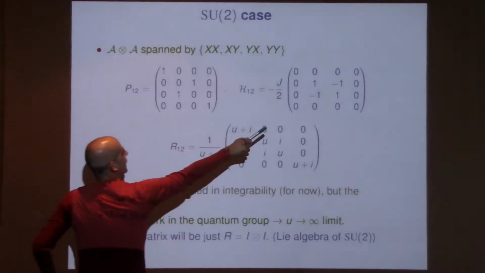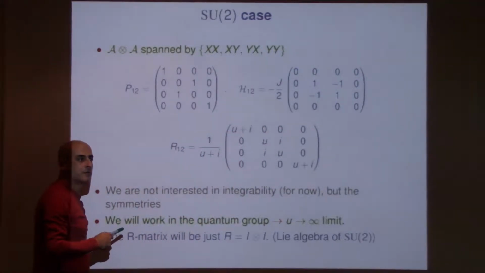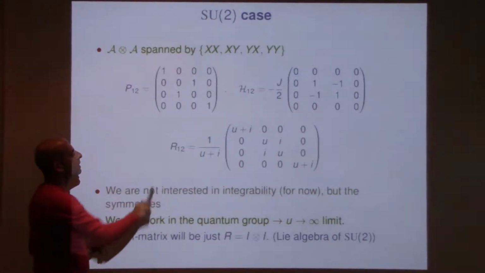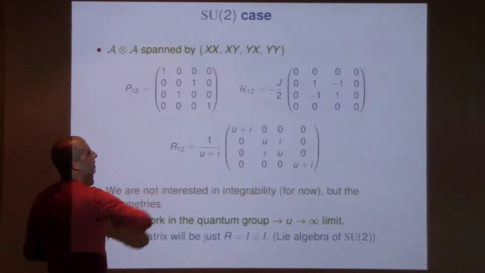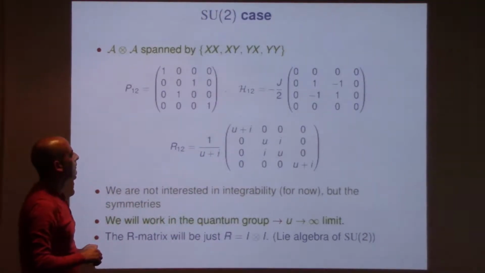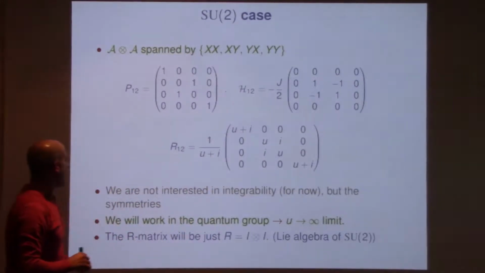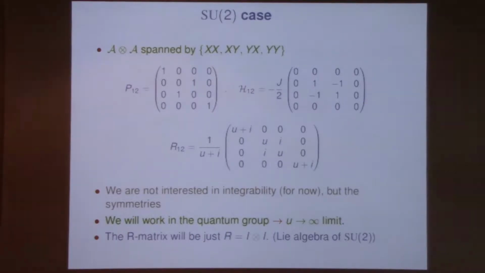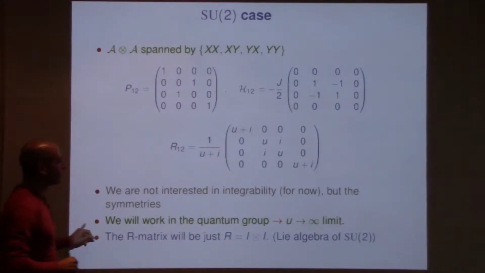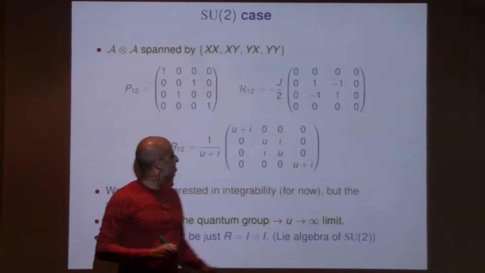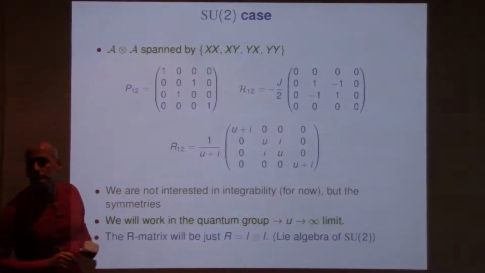It turns out, this is the Hamiltonian of Heisenberg in this basis, now acting on only two spins, and the R matrix looks like this with a spectral parameter. And since I'm not necessarily interested in integrability at this point, I'll come back to integrability at the very end. I'll work in what is known as the quantum group limit, where you take this U to infinity.